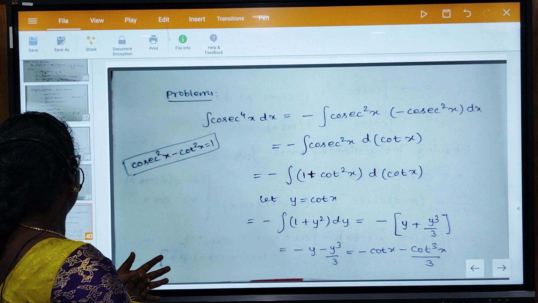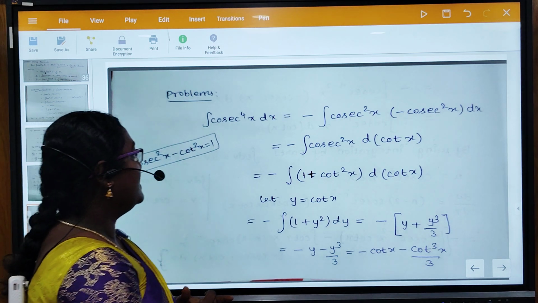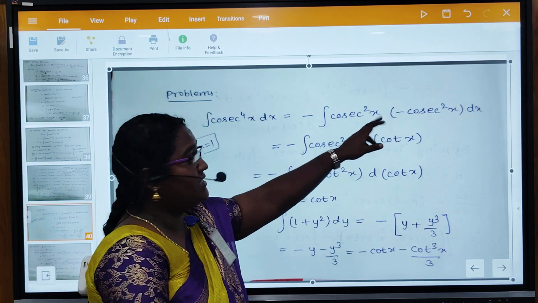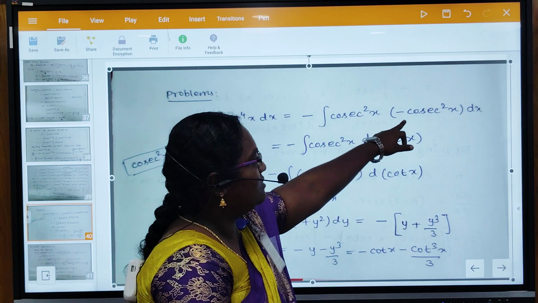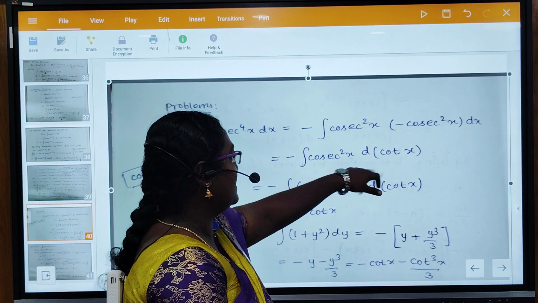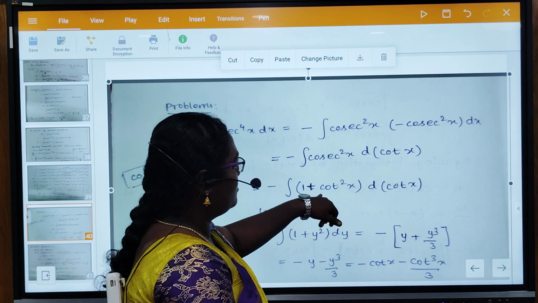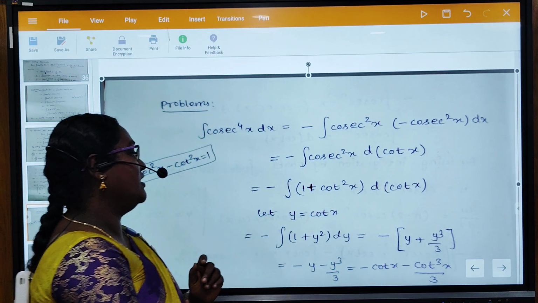So we'll see a few problems based on this. Cosecant power 4 x dx. As I said, if it is cosecant, we want to multiply with both, two negative signs. So it is minus cosecant square x into cosecant square x. This minus cosecant square x can be written as the differentiation of cot x, and this cosecant square x, using the basic trigonometric formula, is 1 plus cot square x. Here also cot, here also cot. So we can use the basic trigonometric formula.